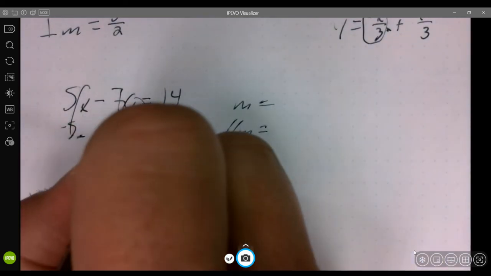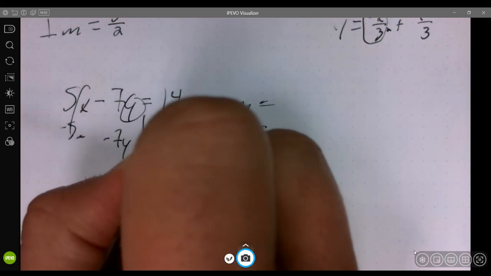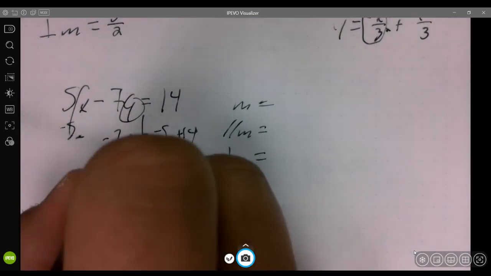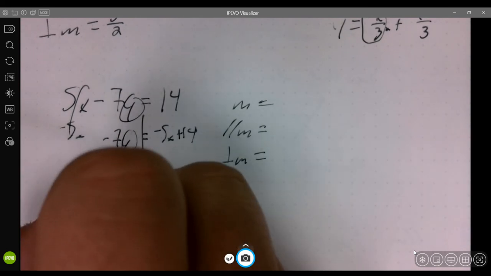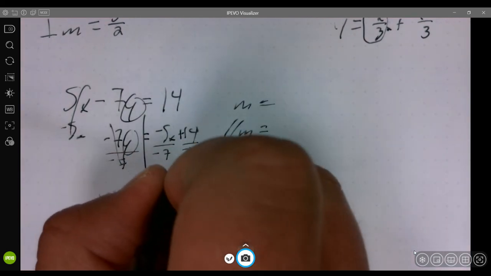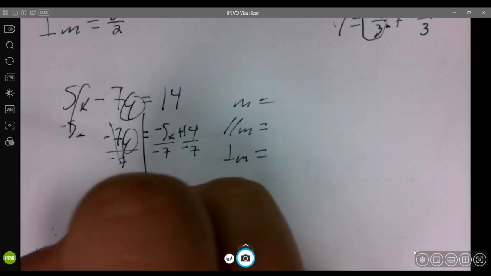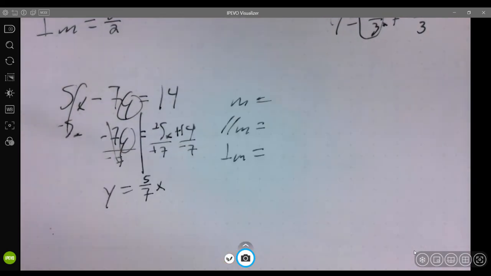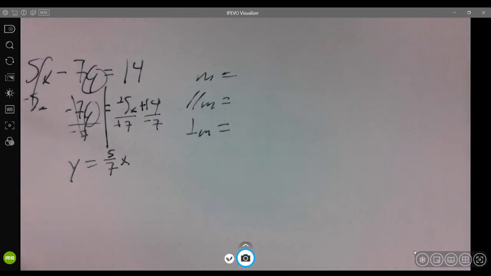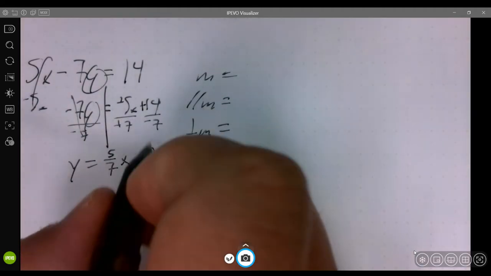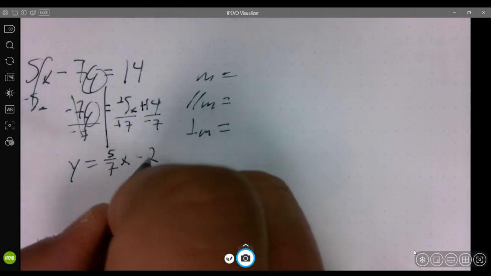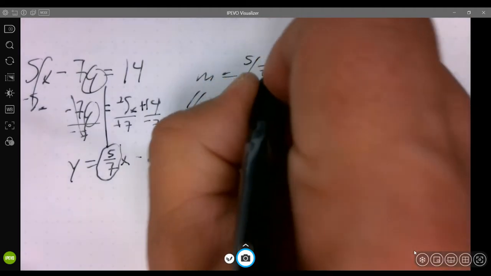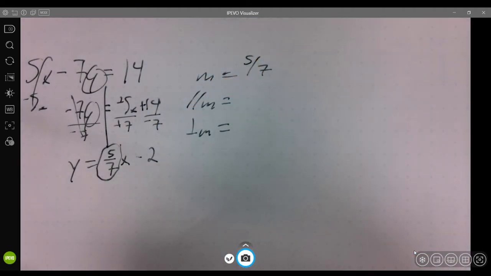We've done a lot of this, solving to put things into slope-intercept form. So if I want to get y by itself, I need to divide everything by negative 7. So I get y equals, here the two negatives become positive, 5/7 x. 5/7 doesn't simplify. 14 divided by 7 is negative 2. And if you mess that part up, it doesn't matter for these, because what I want is the slope. So in this case, the slope is 5/7.